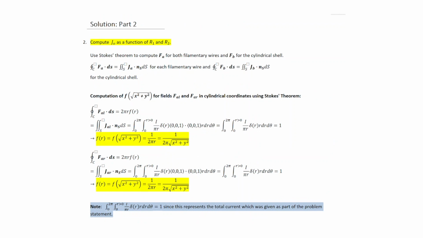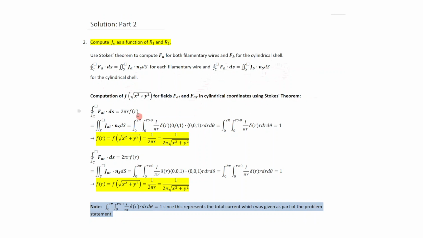Next, we compute J0 as a function of R1 and R2. We're going to use Stokes' theorem to compute FA for both filamentary wires and FB for the cylindrical shell. Here we've shown what Stokes' theorem is for the filamentary wires, AL and AR. And for the cylindrical shell, it's basically the same thing, but with different labels. So we'll do FAL and FAR first. We want to compute what this is: the scalar function that precedes the vector expression, the unit vectors.